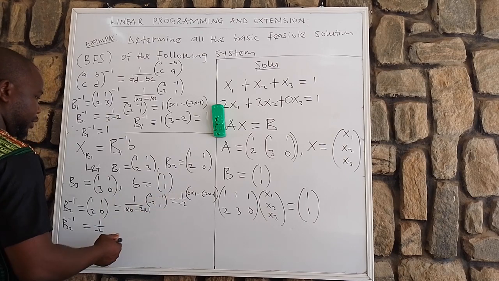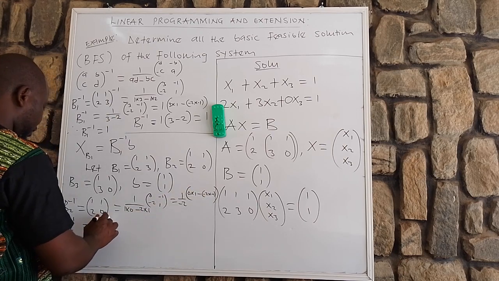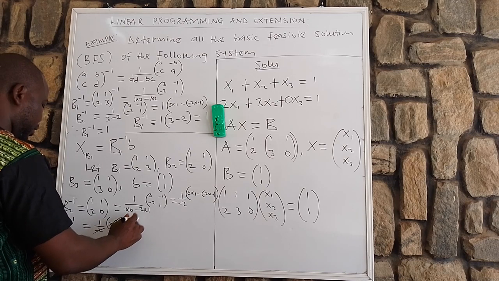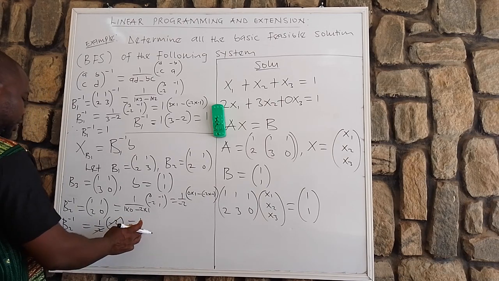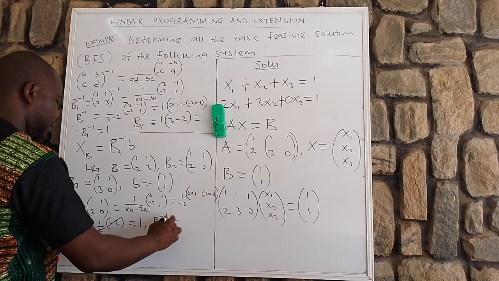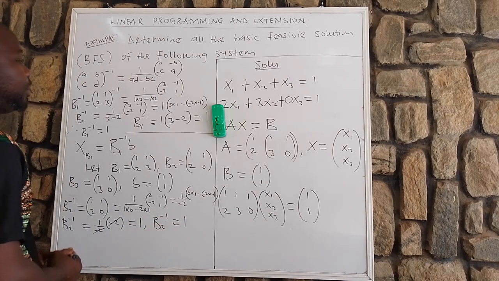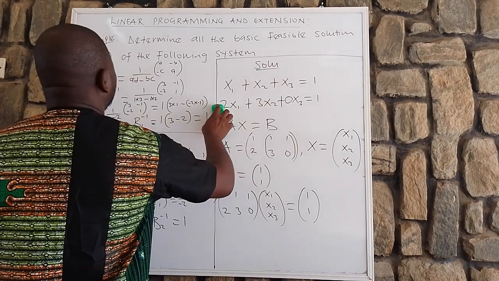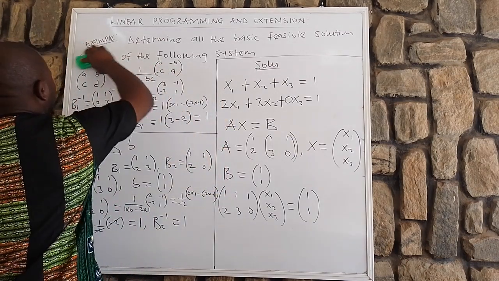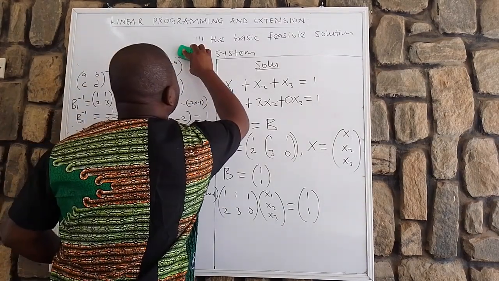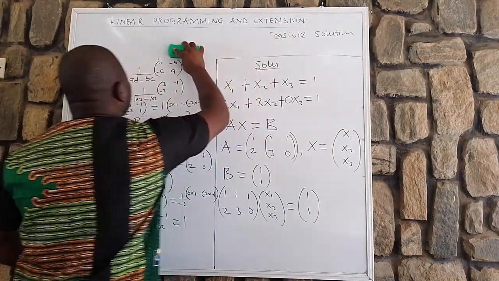This one times this 0 minus, so here is going to give us minus. So minus 2 is going to give us plus 1, isn't it? So our B2 inverse is equals to 1. Do you agree with me? Okay. So now let's try and obtain B3 inverse. It's the same approach we'll use.